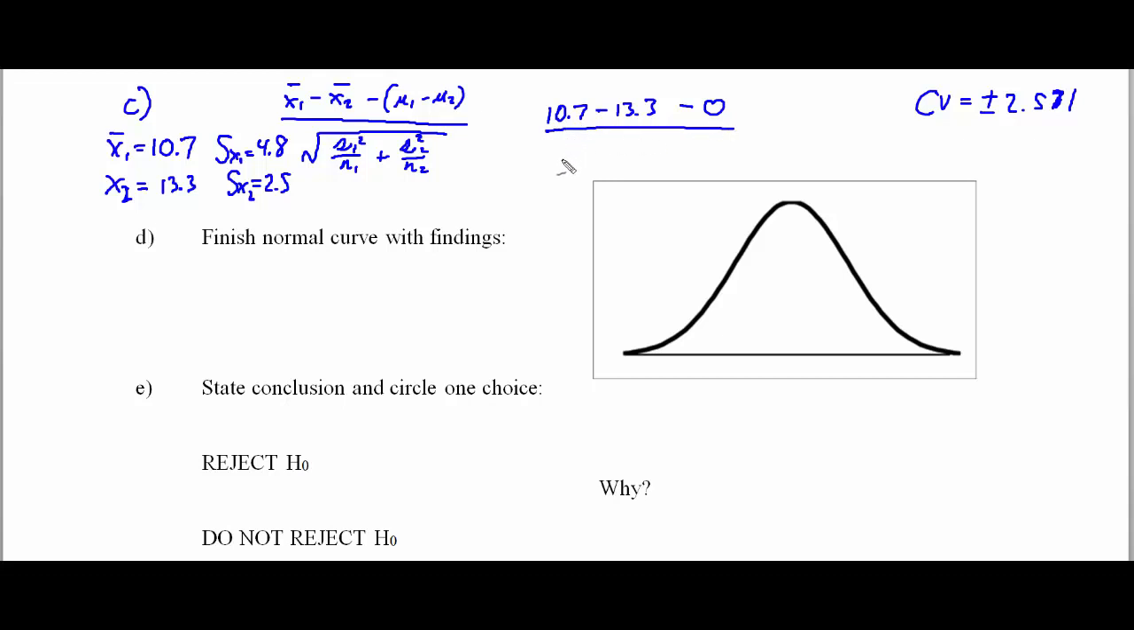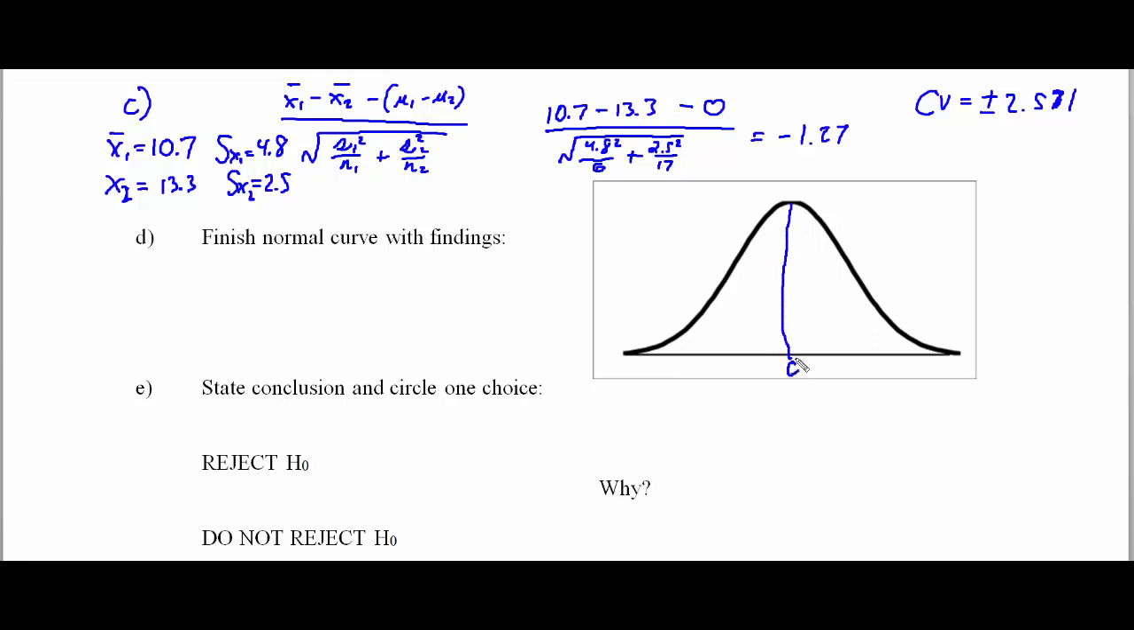Now down below, we're going to have the square root. And the square root is going to have the standard deviation of the first group, so 4.8 quantity squared divided by the sample size, plus 2.5 squared divided by 17. And then I'm going to compute all this, and a lot of you don't even write the -0 anymore, but this numerator divided by the denominator is going to give me an approximate answer of -1.27.